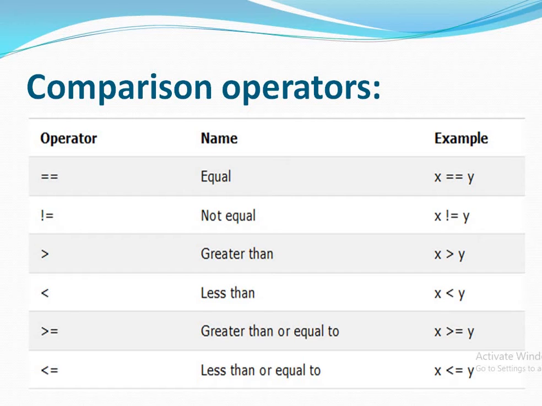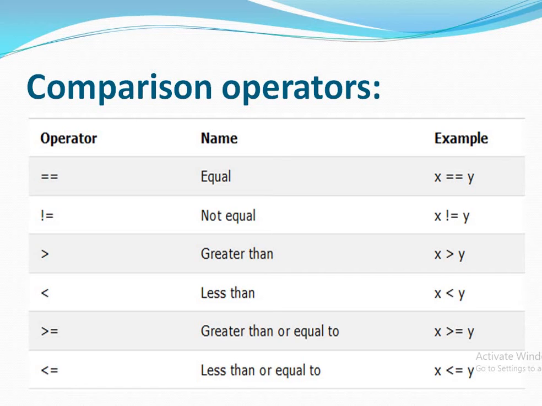First is equal to, which is actually equal. So what does it do? It takes the left hand side operand and compares it with the right hand side operand and checks whether both the values are the same or not. Now here it will check whether x is equal to y or not. If x is equal to y, then it will return true, otherwise it will return false.